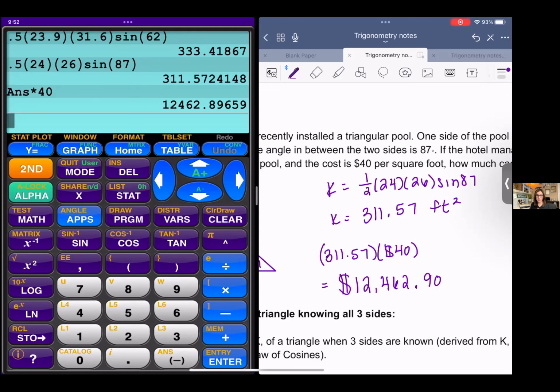That's it, an expensive pool cover. So that is how much it would cost to do that cover. That's all you have to do. Find the area of the triangle using your sine function, multiply by how much it costs per square foot, and there you go, grand total.